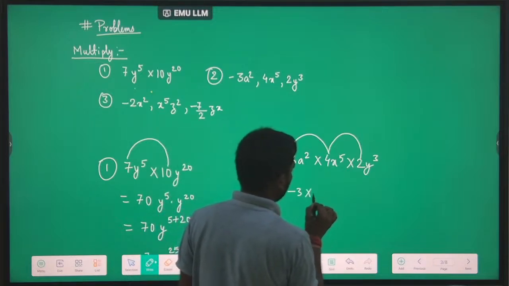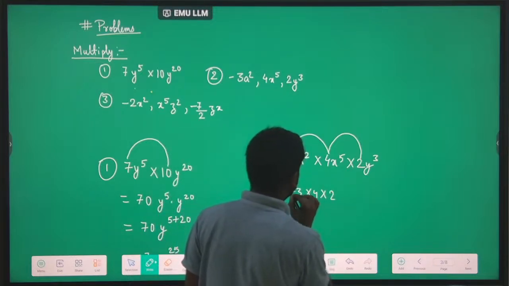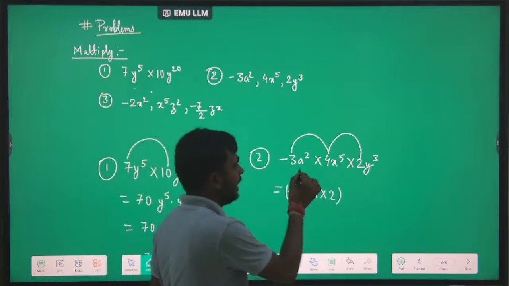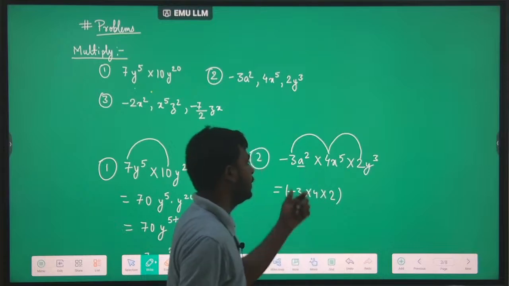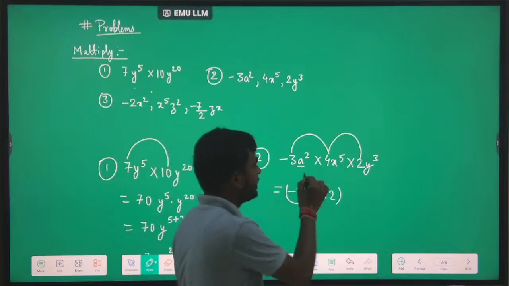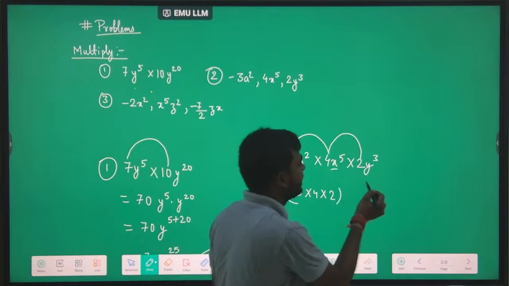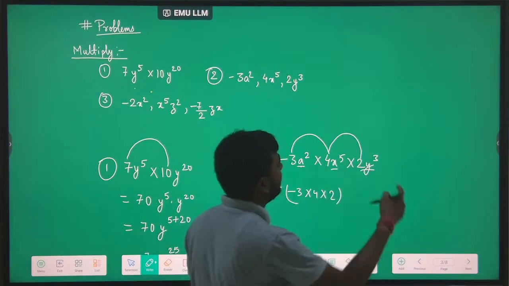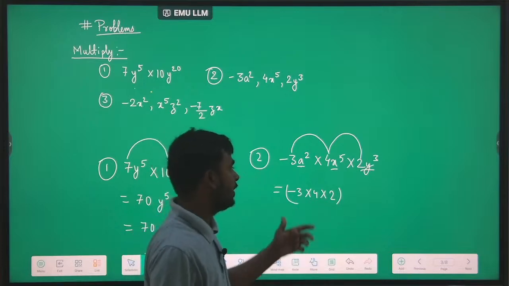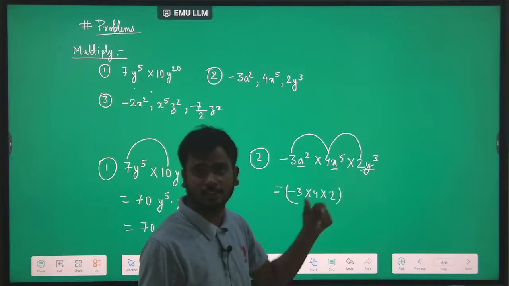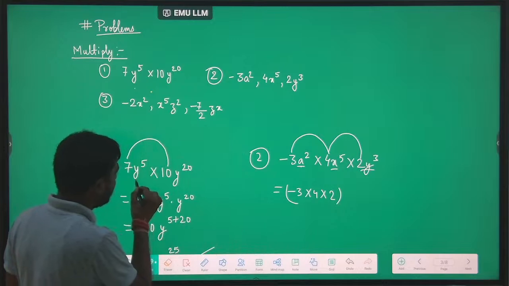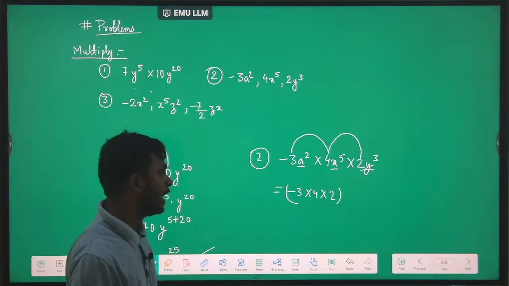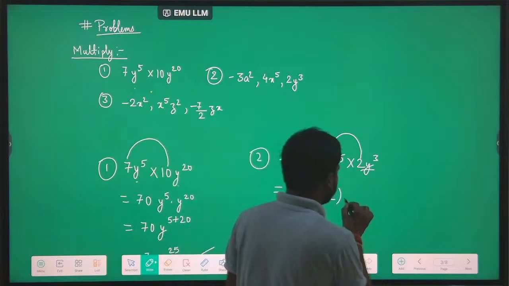Minus 3 into 4 into, after that what we will do? We are saying there is a variable a, this literal is x and this literal is y. All the literals are different, so we cannot multiply different literals. We were multiplying same literals only. Different literals cannot be multiplied, they can be expressed separately.